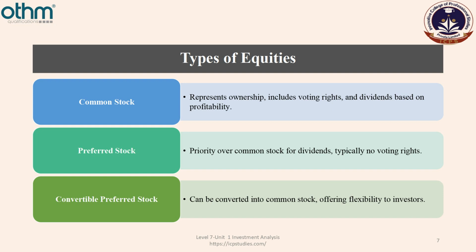Now we have different types of securities. First, we have common stock, which represents ownership, and it includes voting rights and dividends based on profitability. Then we have preferred stock, which means priority over common stock for dividends, typically with no voting rights. Then we have convertible preferred stock, which can be converted into common stock, and it offers flexibility to investors.